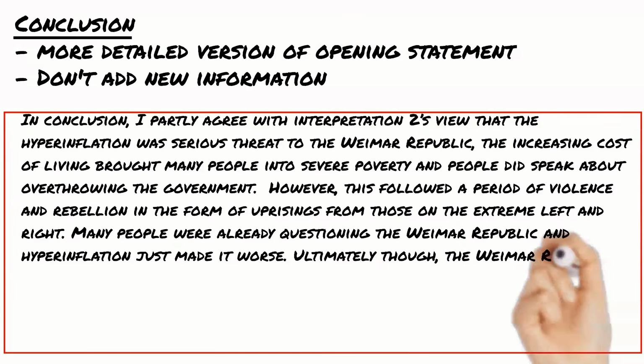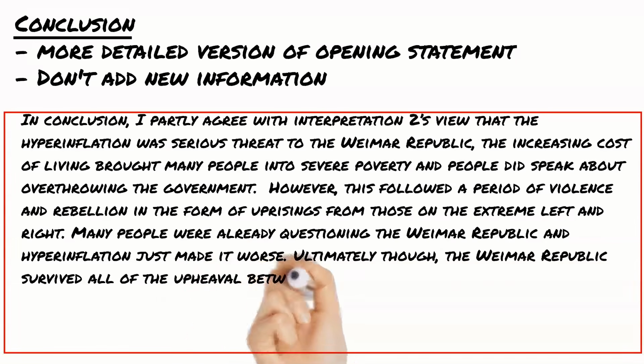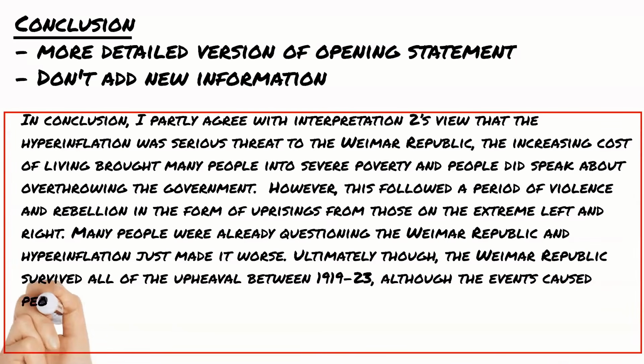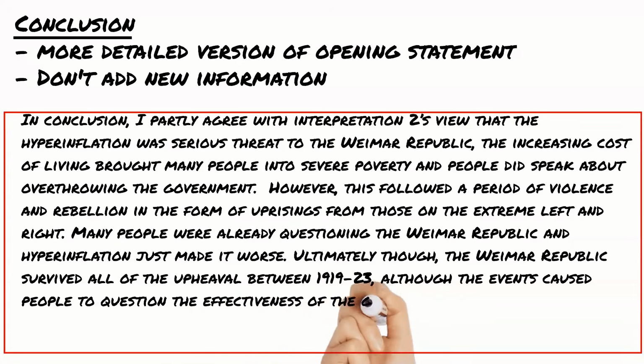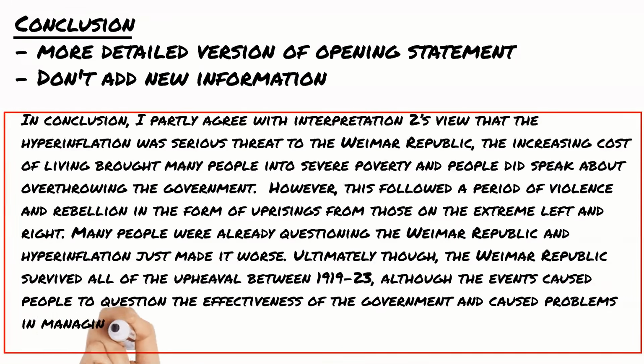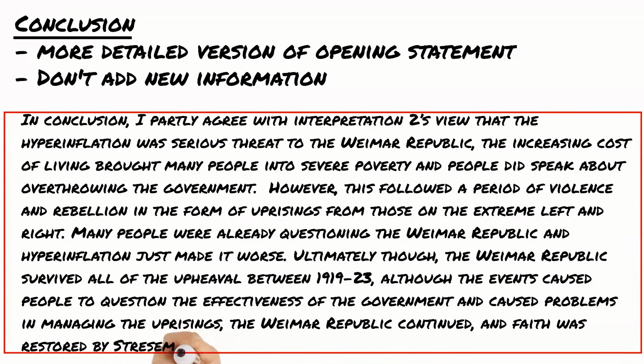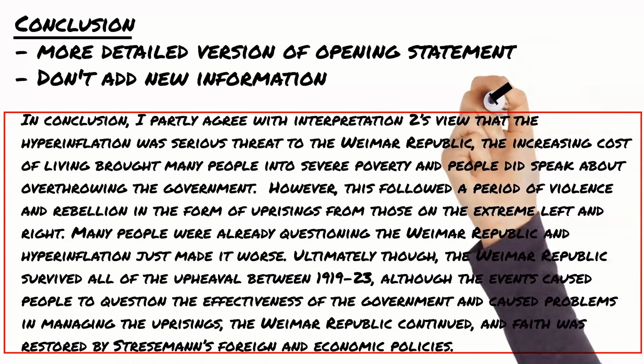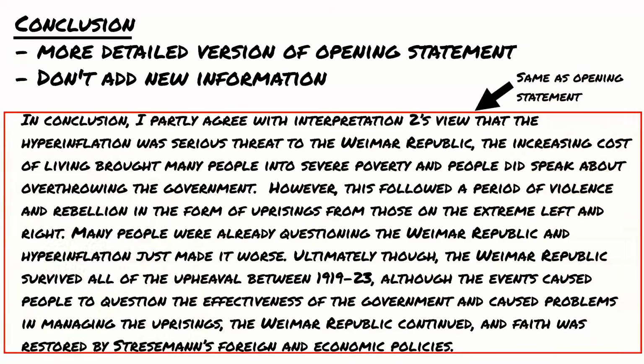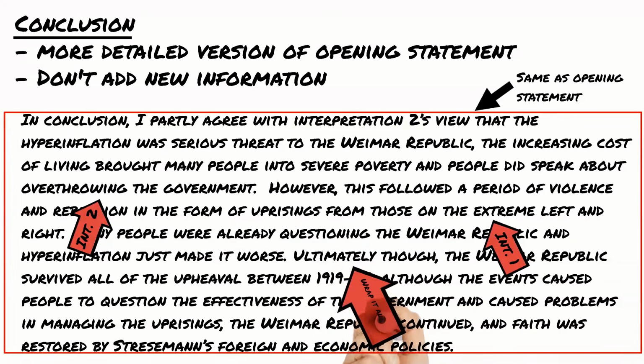Ultimately though, the Weimar Republic survived all of the upheaval between 1919 and 23. Although the events caused people to question the effectiveness of the government and caused problems in managing the uprisings, the Weimar Republic continued, and faith was restored by Stresemann's foreign and economic policies. So, I've clearly linked back to my opening statement, I've referred to my points from Interpretation 2 and Interpretation 1, and then I've brought it all together in a final sentence.